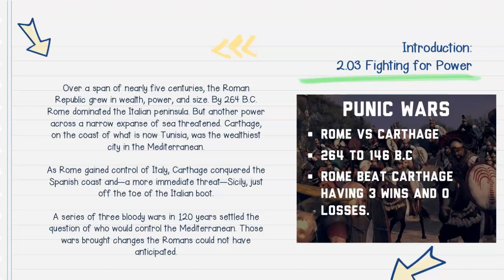As Rome gained control of Italy, Carthage conquered the Spanish coast and, a more immediate threat, Sicily, just off the toe of the Italian boot. A series of 3 bloody wars in 120 years settled the question of who would control the Mediterranean. Those wars brought changes the Romans could not have anticipated.